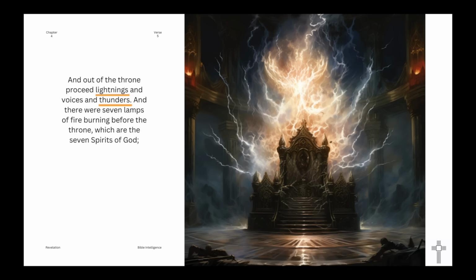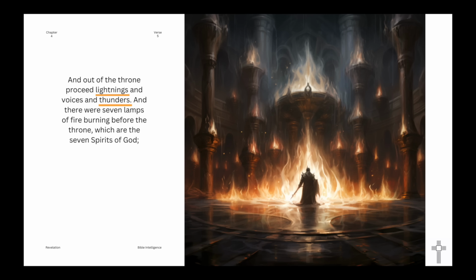It says, "And out of the throne proceeds lightnings and voices and thunder, and there were 7 lamps of fire burning before the throne, which are the 7 spirits of God." So this one, we got a throne and we got thunder and lightning coming out of it. This one, we wanted to emphasize more the fire and the lamps.